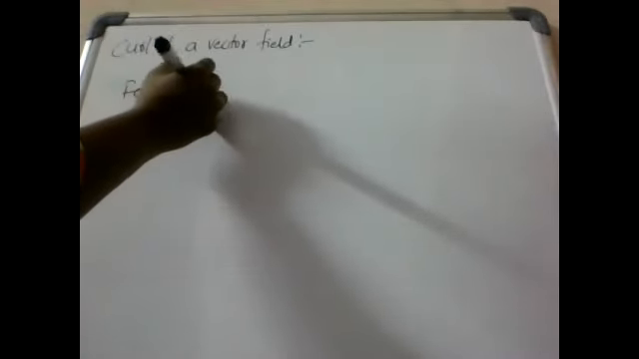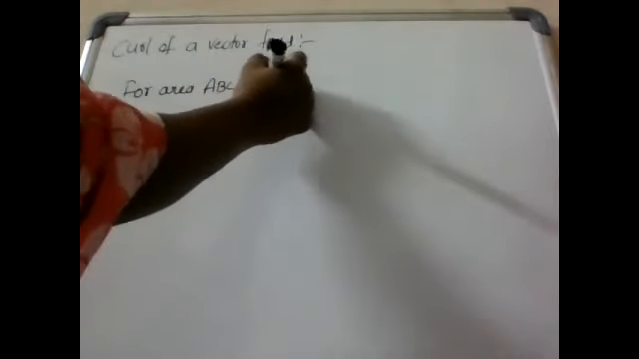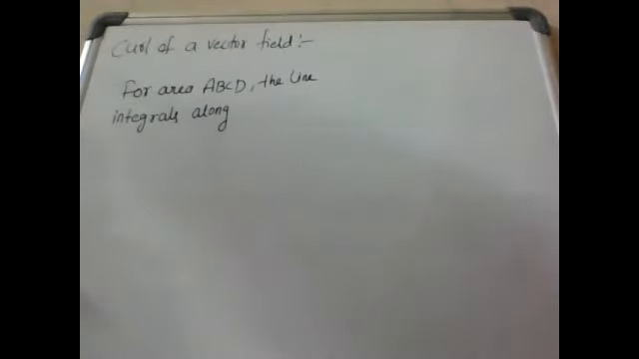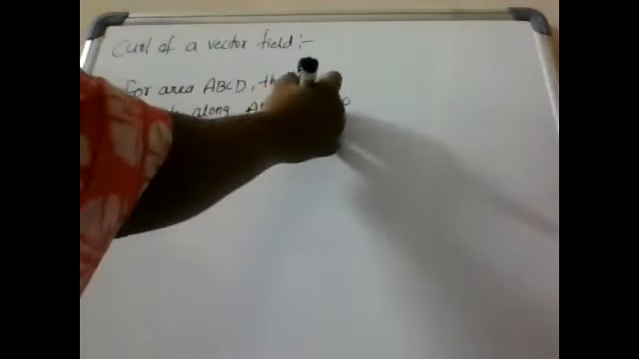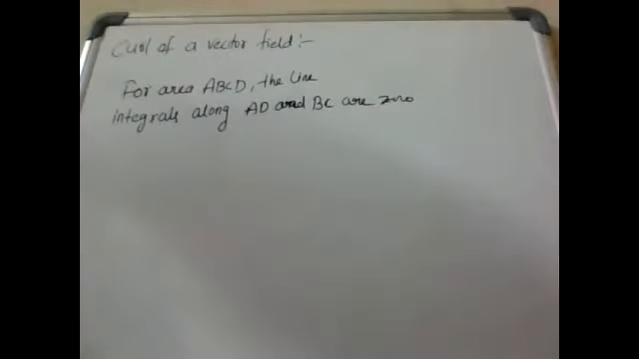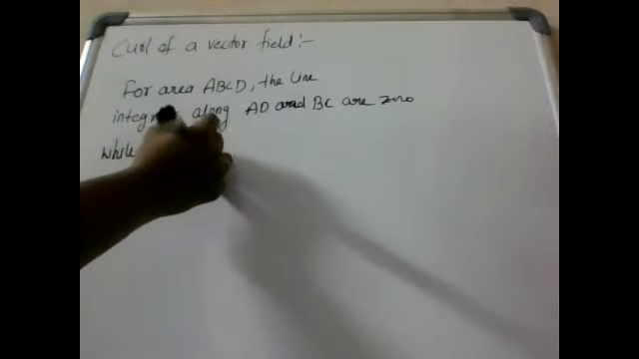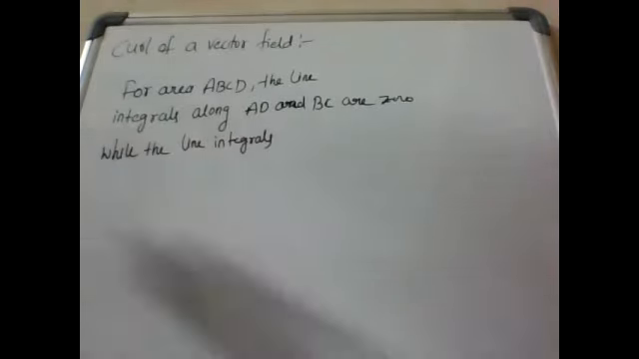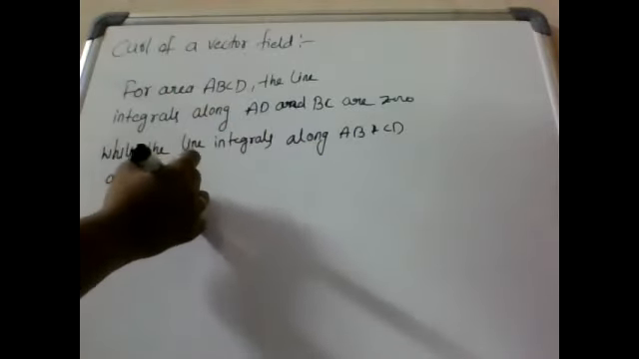For area ABCD, the line integrals along AD and BC are 0, while the line integrals along AB and CD are not 0.